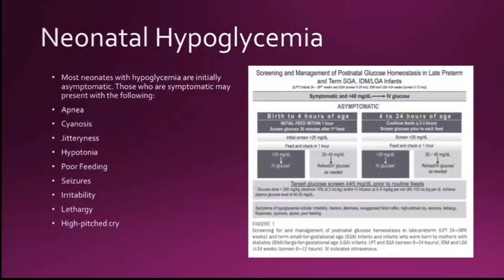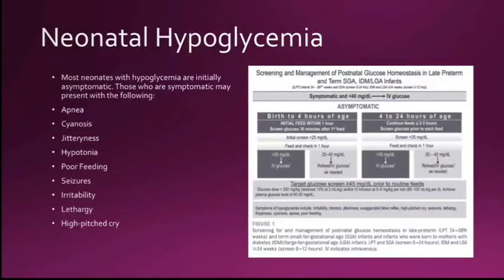Most neonates that have hypoglycemia are initially going to be asymptomatic, but once they become symptomatic, they are usually pretty symptomatic, so we want to make sure that we're checking it. Some of the signs and symptoms that would be a little different than what you would see in an adult with hypoglycemia are apnea and cyanosis. Hypotonia means they don't have good reflexes. They become very flaccid or floppy. We call them floppy babies because they don't have much tone.